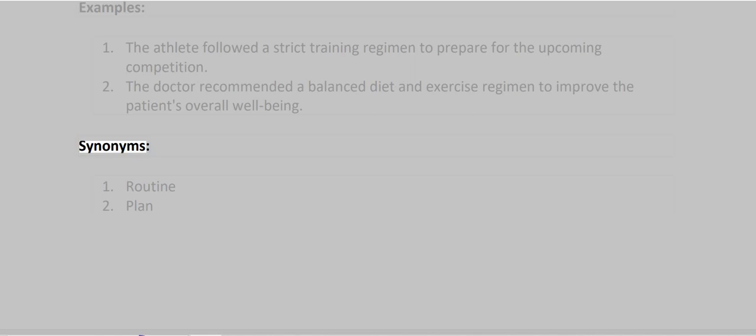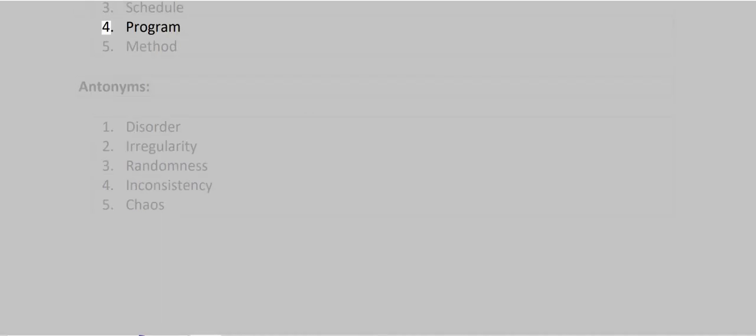Synonyms: 1. Routine 2. Plan 3. Schedule 4. Program 5. Method. Antonyms: 1. Disorder 2. Irregularity 3. Randomness 4. Inconsistency 5. Chaos.